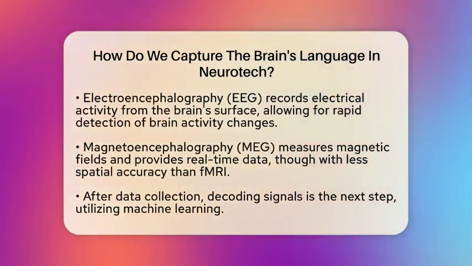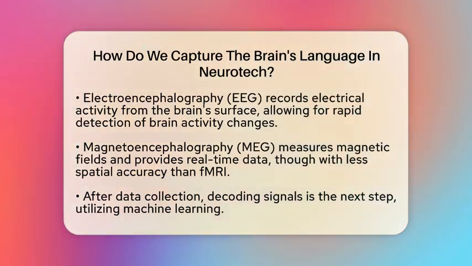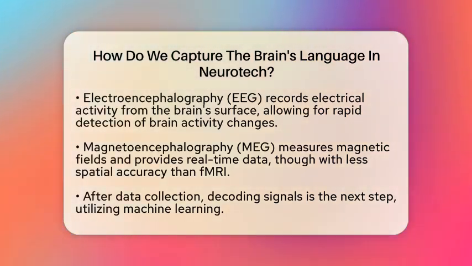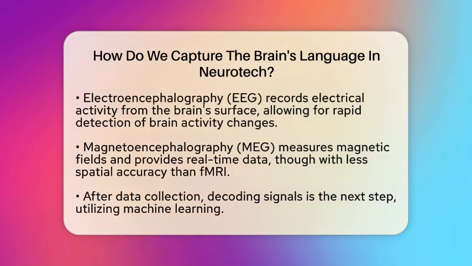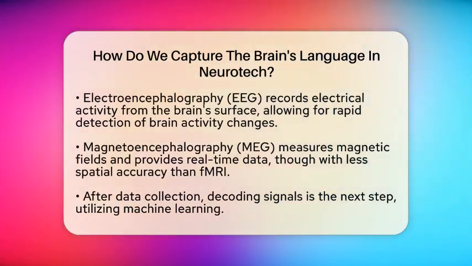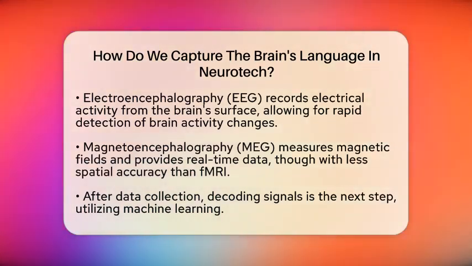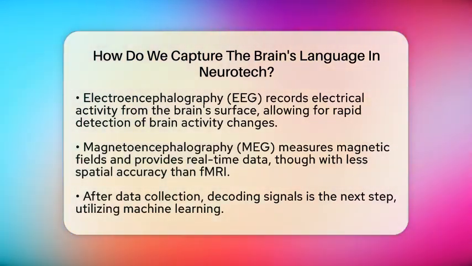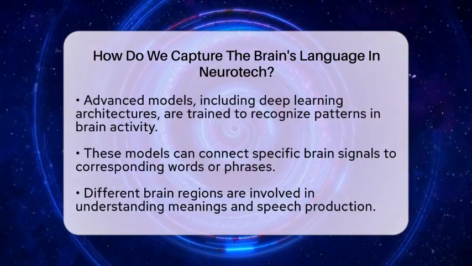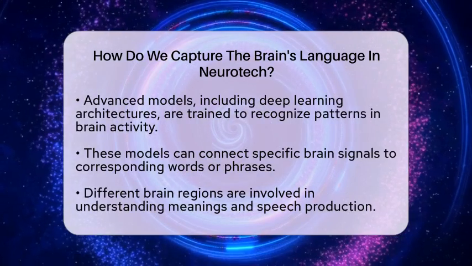Once we have gathered this data, we move on to decoding the signals. This is where machine learning comes into play. Advanced models, including deep learning architectures, are trained to recognize patterns in brain activity. These models learn to connect specific brain signals to words or phrases. For instance, they can translate what someone is hearing or even what they are imagining saying.